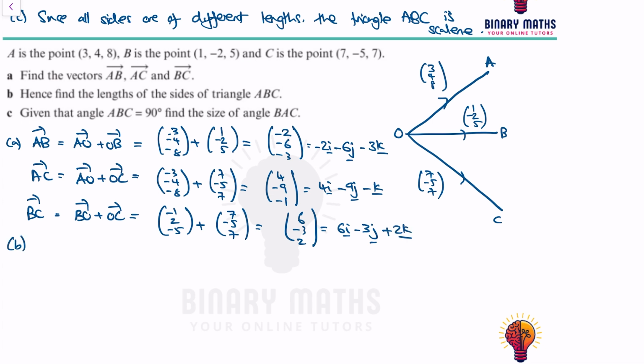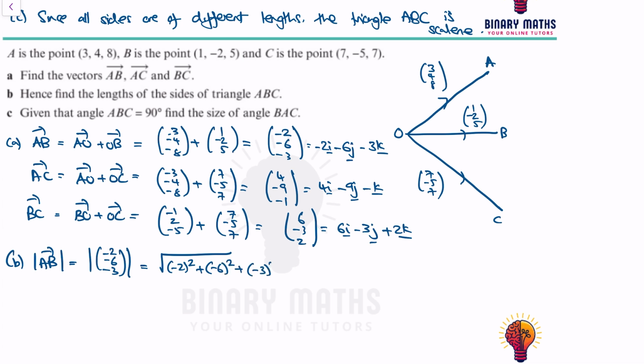We hence find the length of the sides of the triangle ABC, which means I need to find the magnitude of AB, which is equal to the magnitude of (-2, -6, -3), which is equal to the square root of (-2) squared plus (-6) squared plus (-3) squared, which is 4 plus 36 plus 9, which is the square root of 49, which is 7.